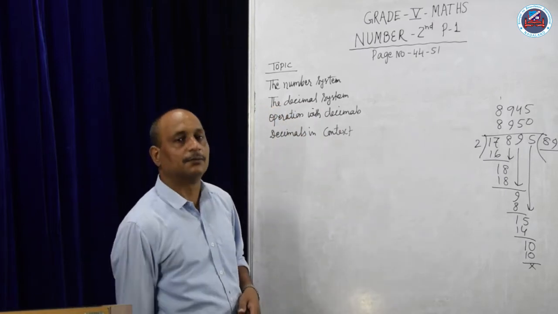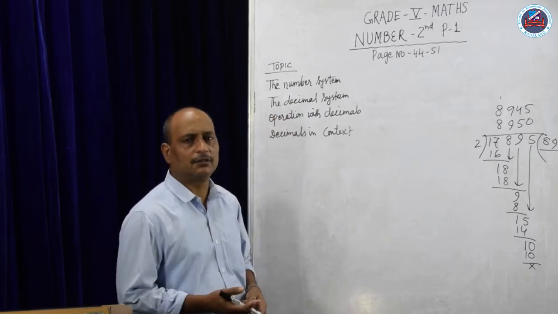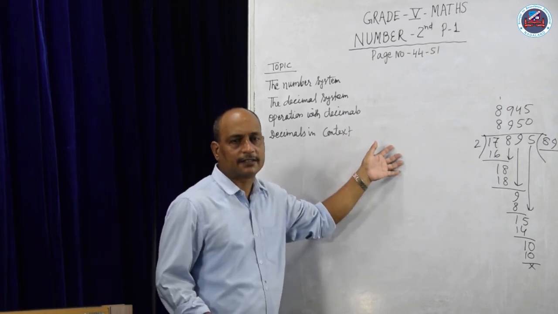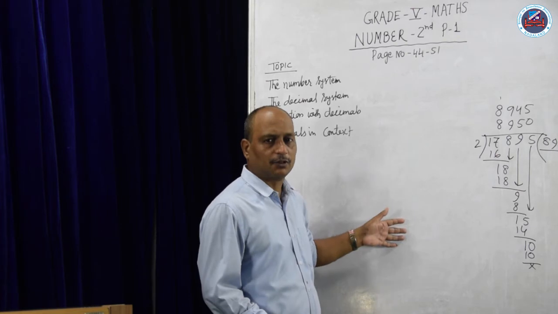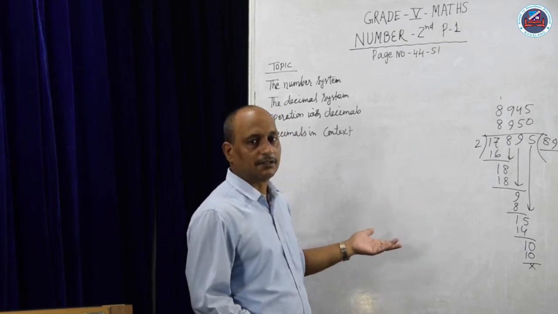Now let us go for the decimal system. Decimal system is what we are going to learn here. Just now I did how to find greater and smaller. That is the same in the decimal system, arranging into greater to smaller or smaller to greater. Now place value of the digit.